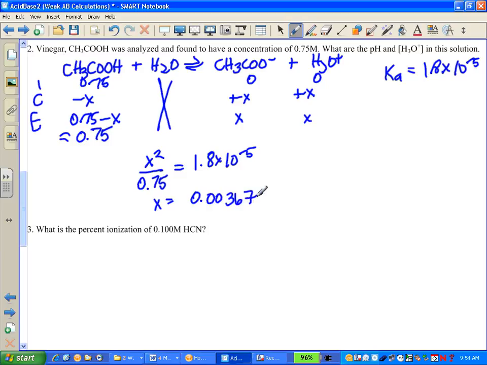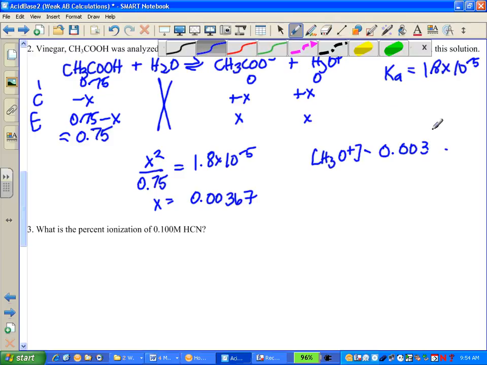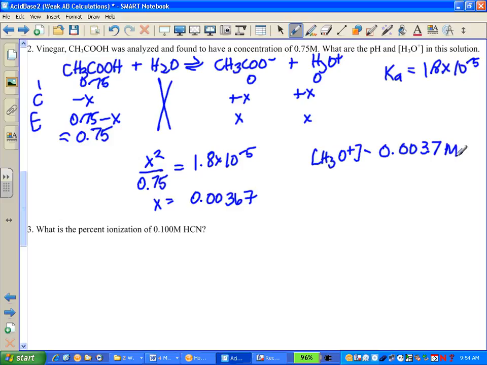0.00367. So I know the x value, which is the concentration of the H3O+, so I can report that because I was asked for it. I should have rounded this, so I'm just going to get my eraser here. I should have rounded this to 0.37. The pH is going to be the negative log of that, and when you find the pH, it's 2.43.